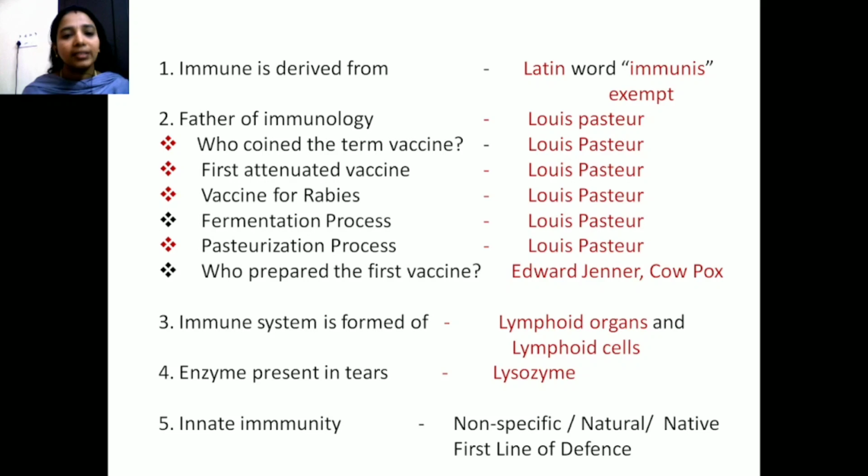Next, the vaccine for rabies was also developed by Louis Pasteur. The next one is the fermentation process, developed by Louis Pasteur. The best example of fermentation is the conversion of milk into curd. Lactobacilli are able to convert lactose sugar into lactic acid. That lactic acid gives the coagulated structure to the curd.